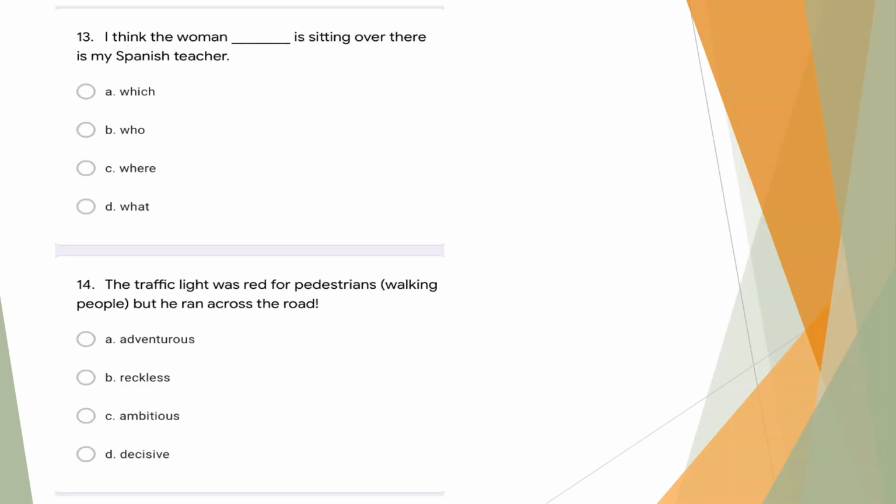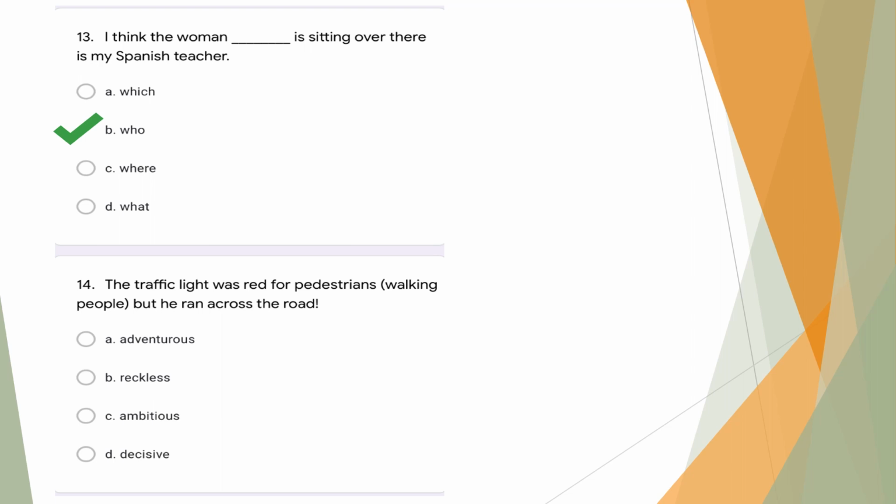13. I think the woman blank is sitting over there is my Spanish teacher. Right, so this is describing people, places, and things. Remember, for a person, we're going to use who. For a place, we're going to use where. And for a thing, we're going to use which. So we're talking about a woman, a Spanish teacher. This is a person. The answer is who. I think the woman who is sitting over there is my Spanish teacher.